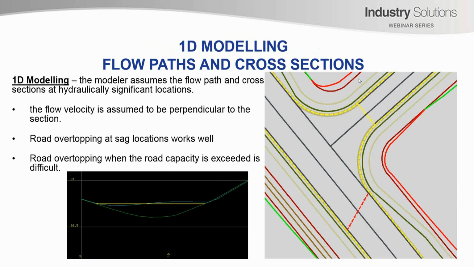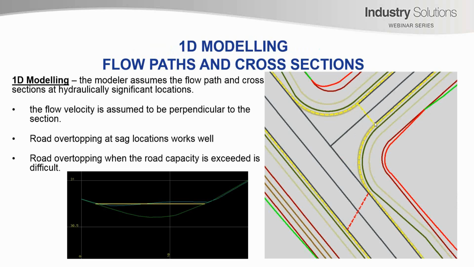Once we've decided the flow paths, the next step is to cut the cross sections. These cross sections have to be cut at hydraulically significant locations. And this is the essence of good quality 1D modeling: making sure we have good cross sections. In this example, we've shown a cross section of the sag location in the road. That is the center line here. And what would happen here is the water would pond up, flow across the road, and continue down. And you'd be able to calculate a water level behind that road crest.